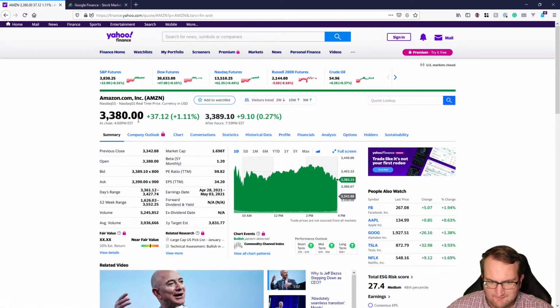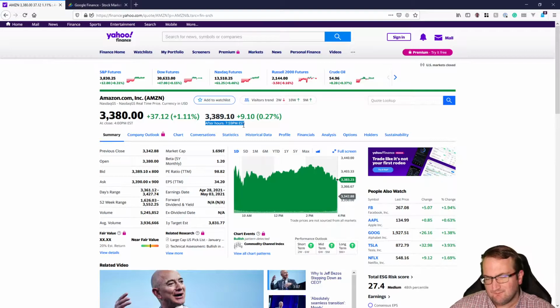So across here, you'll see what the closing price is at close. A typical U.S. market opens at 9:30 a.m. and closes at 4 p.m. Eastern time, and that's typically Monday through Friday. So over here, you'll see after hours. So after hours at 7:59 p.m. Eastern.